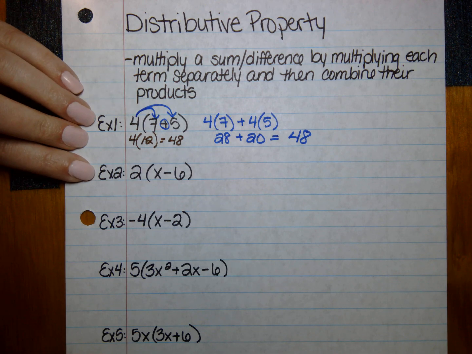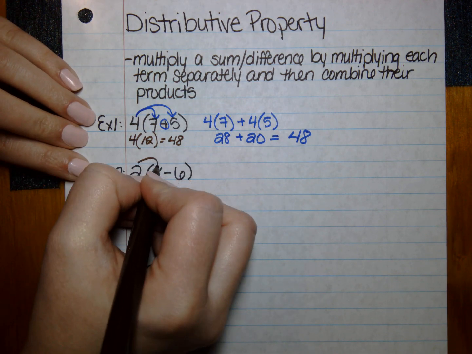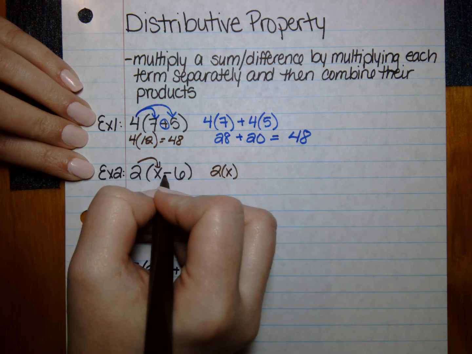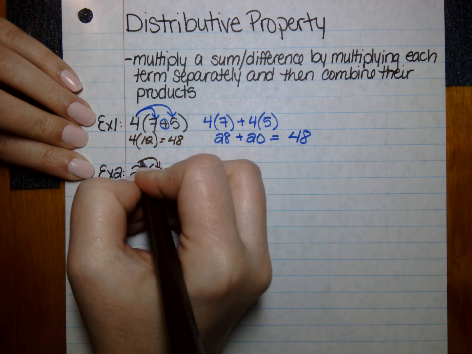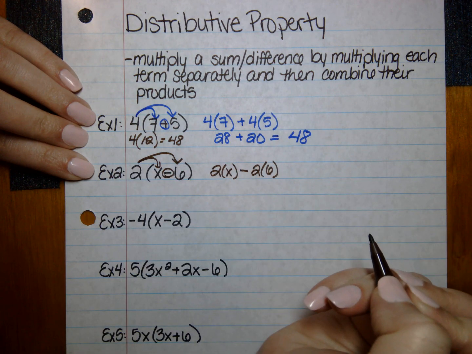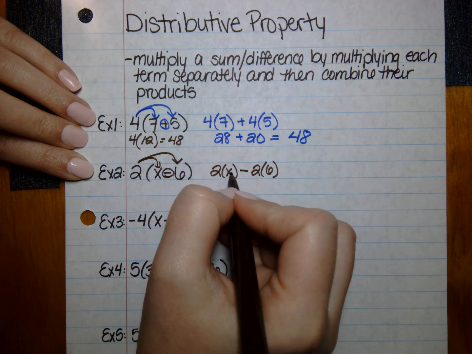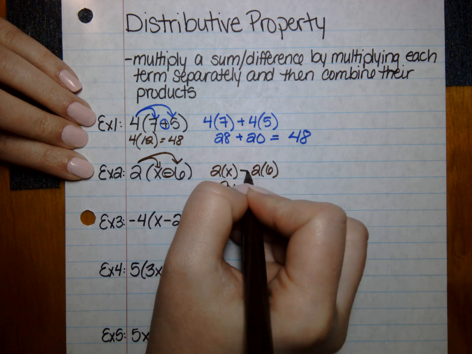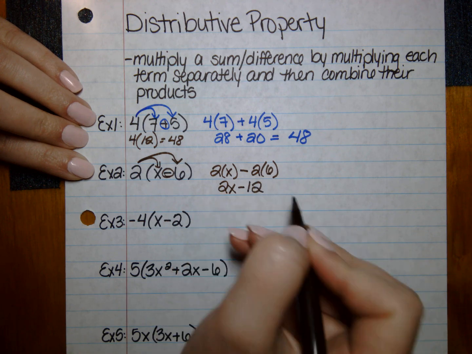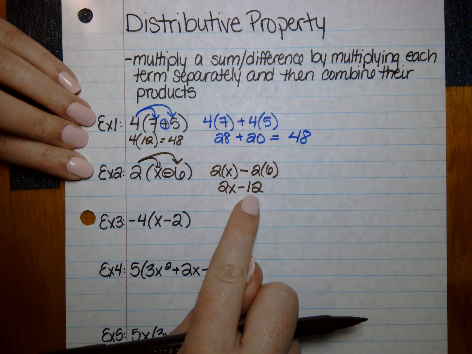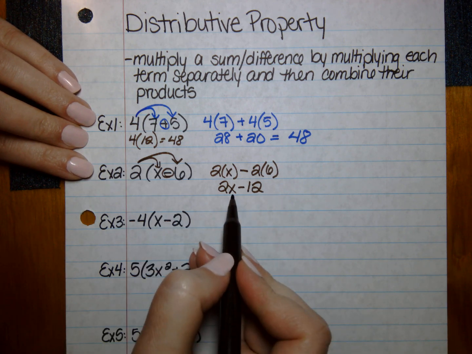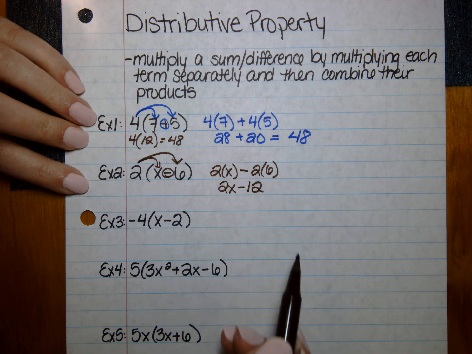For example 2, again, I'm going to do my distributive property. So I'm going to do 2 times x minus 2 times 6. So when I multiply these, 2 times x is going to give me 2x. I bring down my negative, 2 times 6 is going to give me 12. So your final answer is going to be 2x plus 12. I can't combine these terms because this one has a variable and that one doesn't.